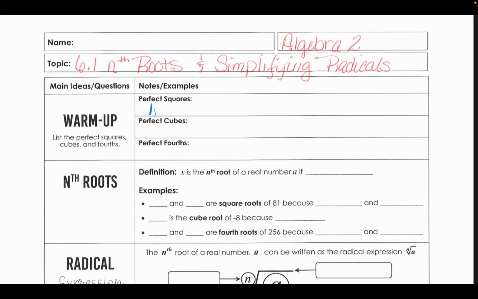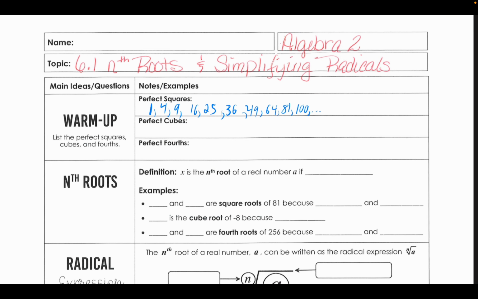1 squared is 1. We get 4, 9, 16, 25, 36, 49, 64, 81, 100.